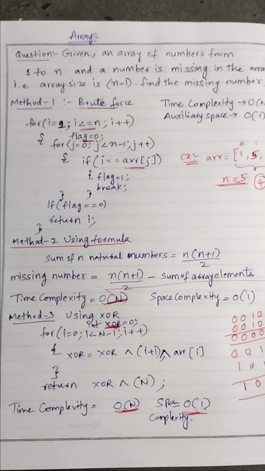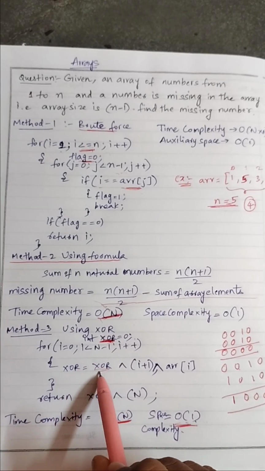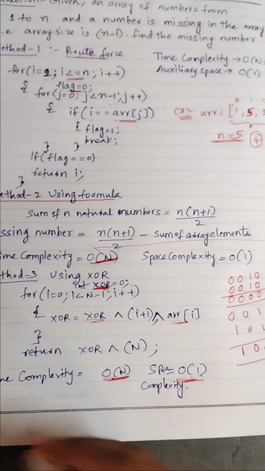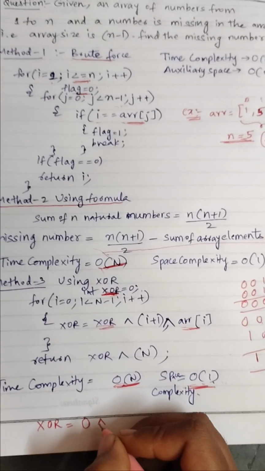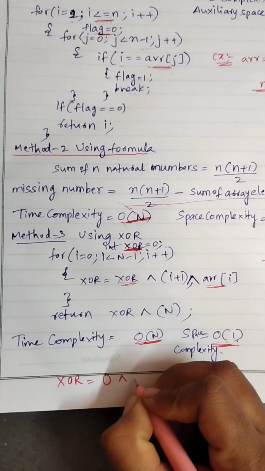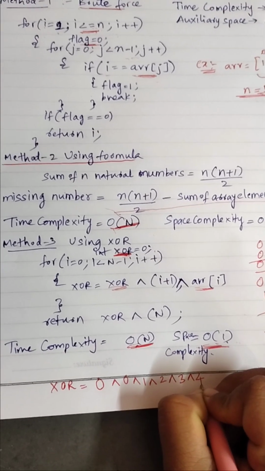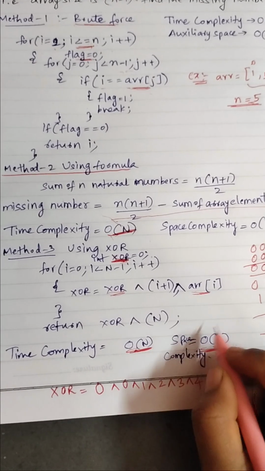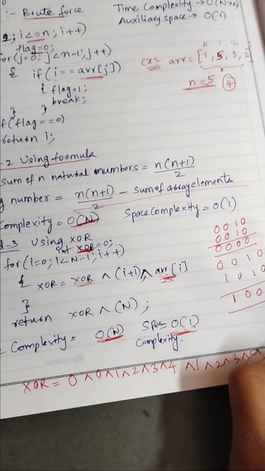Now here we are going to do XOR with the first n natural numbers and store it in XOR, and also XOR the array elements. The initial value of XOR is 0, and then all the loop elements I am writing. From 0 to n minus 1 we are doing, which gives 0, 1, 2, 3 and 4. This is n minus 1, because our n value is 5. And also I am writing all the array elements. What are our array elements? 1, 2, 3 and 5, because 4 is our missing number.